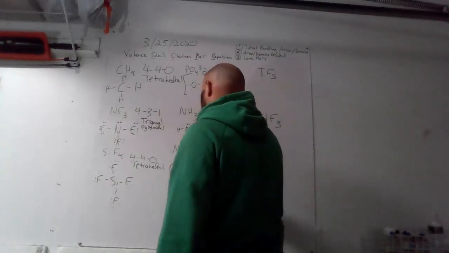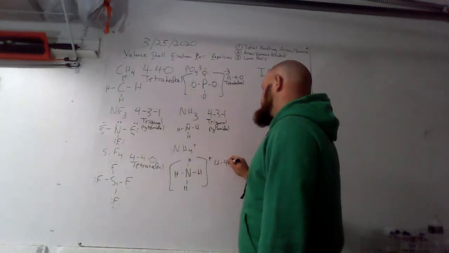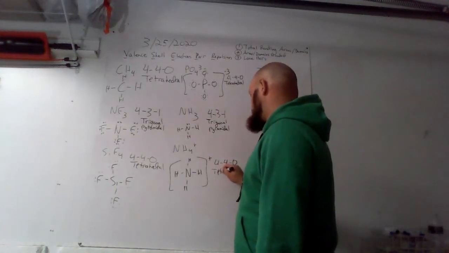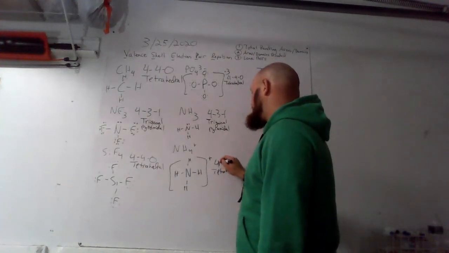Okay, NH4 ammonium. So I have N with my 4 H's. I need my bracket for this one because it has my charge. So I have 4 bonding areas. Okay, 4 of them are bonds, 0 are not, so tetrahedral.